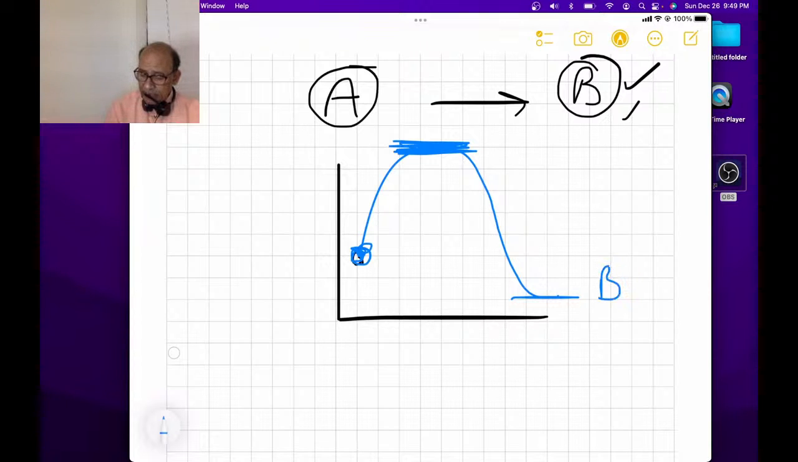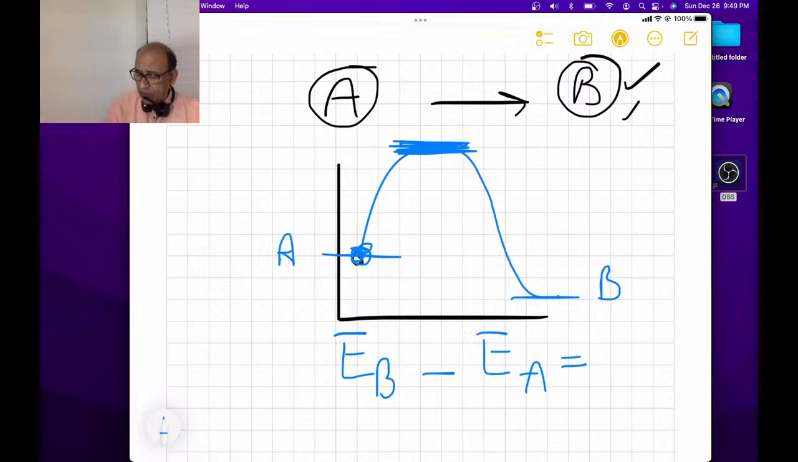Now notice that the energy difference between this reactant and the product, if you observe, the energy of B minus the energy associated with A, that is of course known as the heat of reaction.